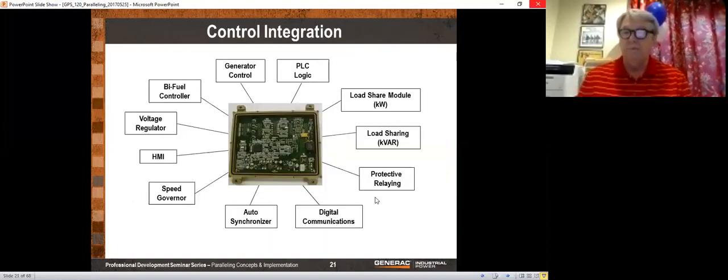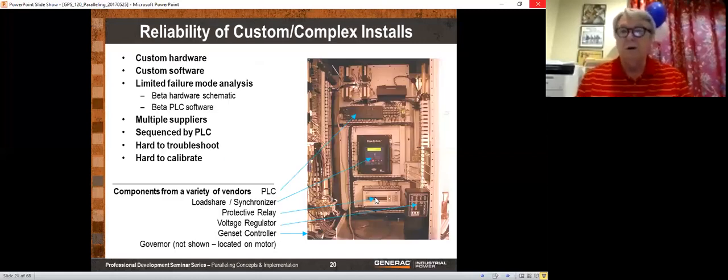Next one down, we have our protective relay. And again, this is a microprocessor-based protective relay that's capable of doing many relay functions. So instead of having 6, 7, 8 relays in here, we only have one relay that can do all of those functions. Then we have our voltage regulator, our generator controller, our governor, and so on. And just look in there and look at the amount of wiring, the amount of inputs and outputs and sensor connections and so on. This is a very complicated thing.